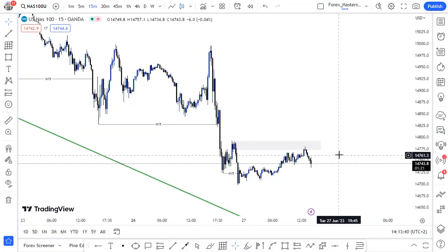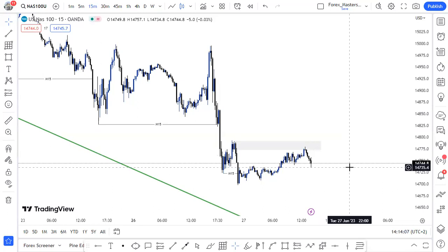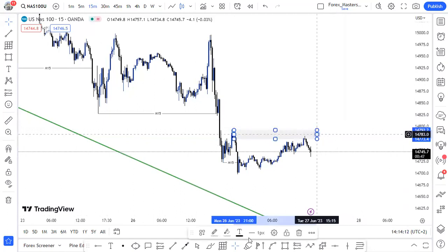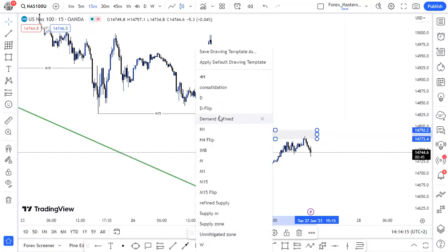So we are done with F15 market structure right here. The next thing that we are going to look at will be supply and demand. And when we start looking at supply and demand, we are not going to spend so much time, because it's just us identifying two zones of interest. That's all, where we're going to be selling from.